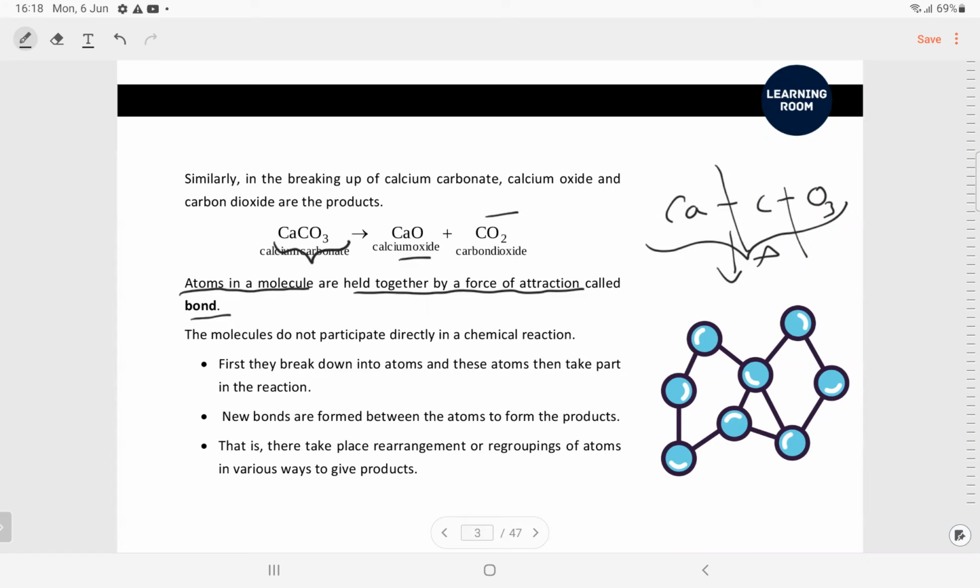Whenever a reaction is taking place, the gases are the first thing to escape: carbon dioxide, oxygen, hydrogen, nitrogen, then your water molecule, then your solid substance will remain. So here the gases will escape, and the solid calcium oxide will be remaining. Clear with this one?